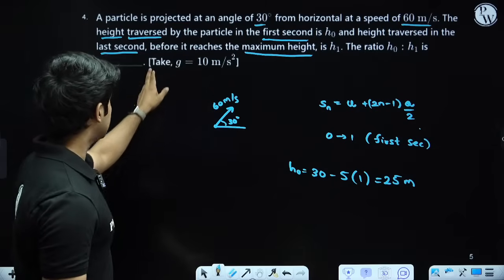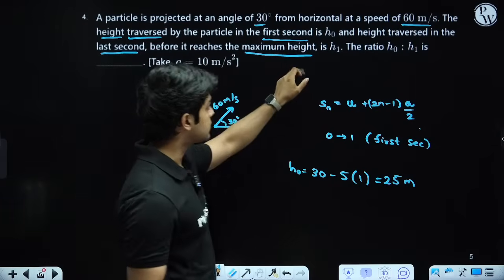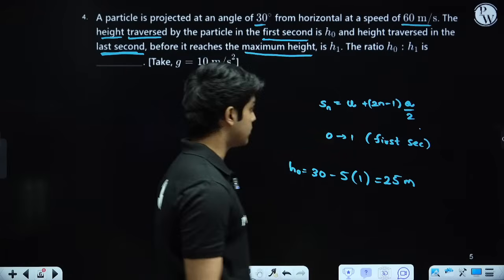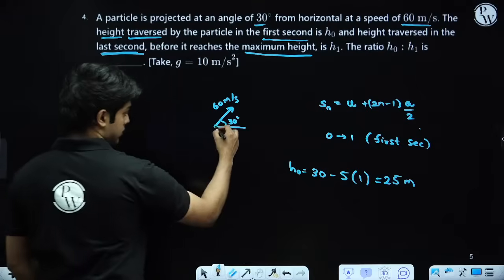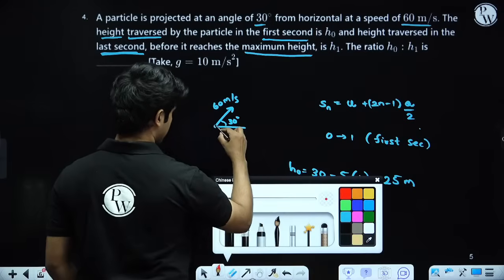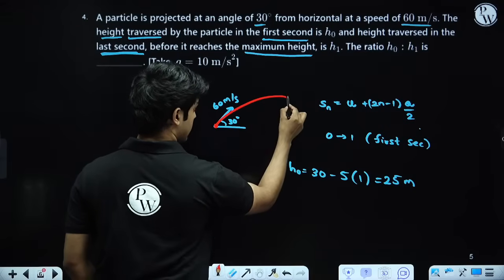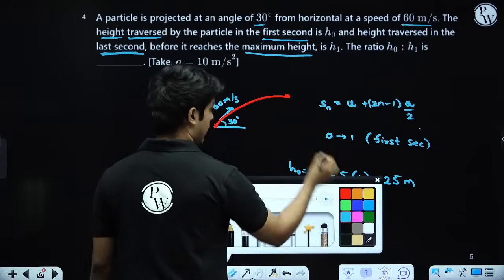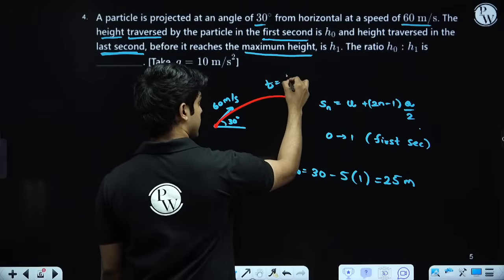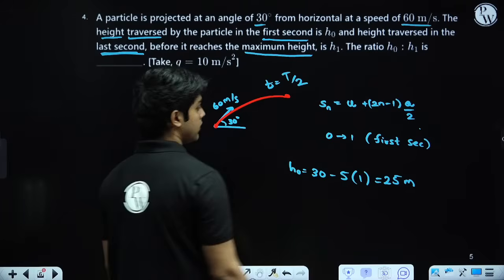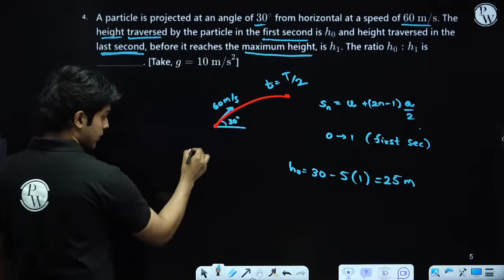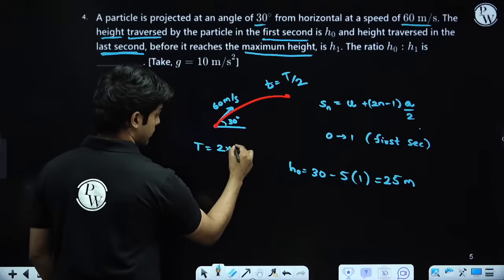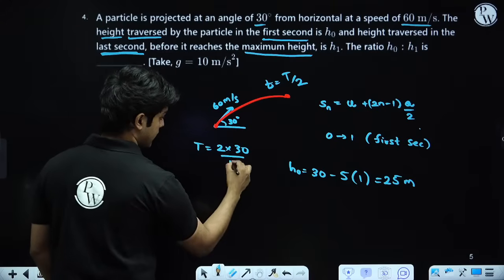Now the next part is the last second before it reaches the maximum height. So when does the particle reach the maximum height? If this is the particle, and let's say this is the max height point, this point is reached after a time of flight divided by 2, right? So time of flight will be 2 uy by g, so 2 into uy will be 30 divided by 10.